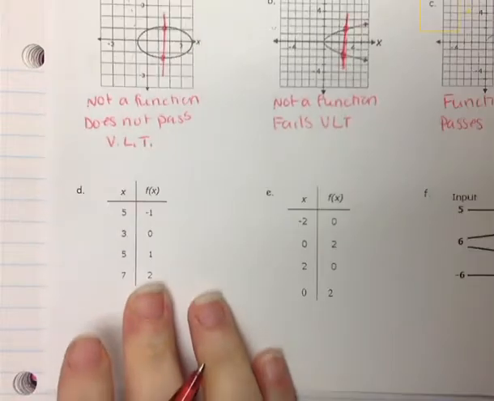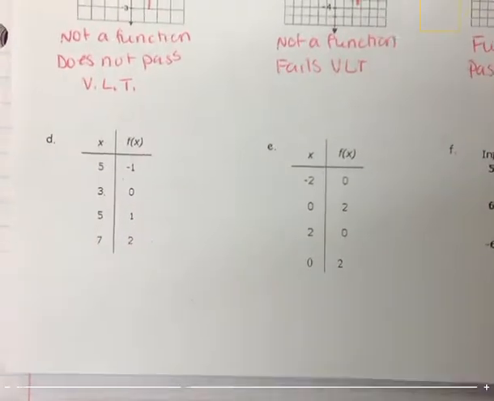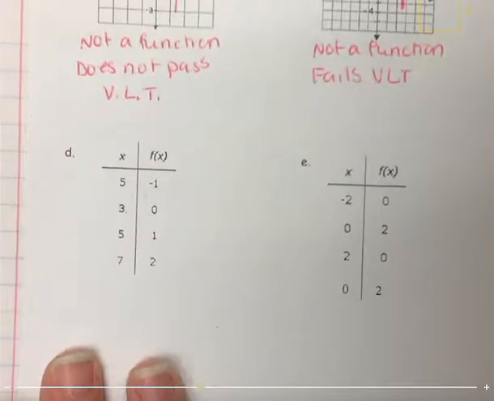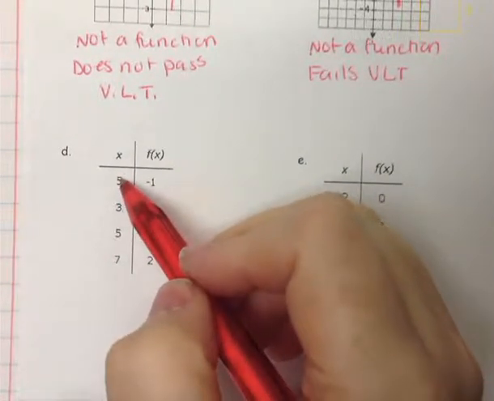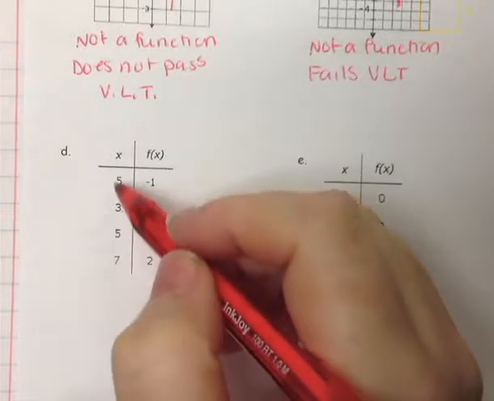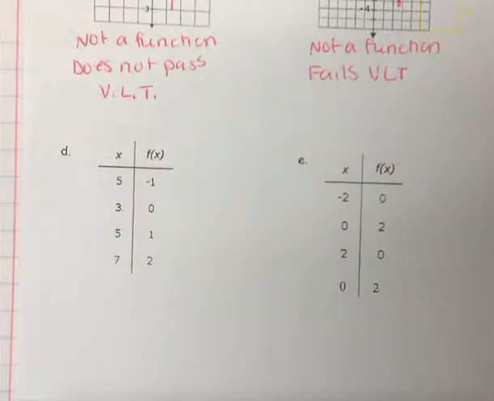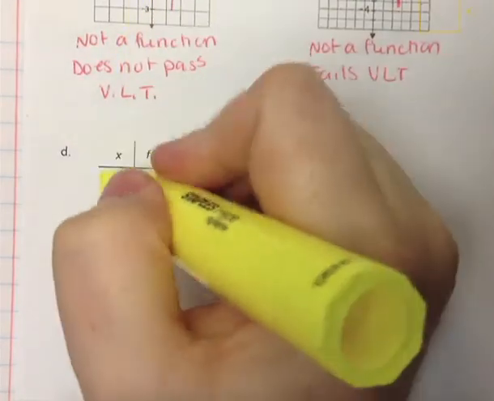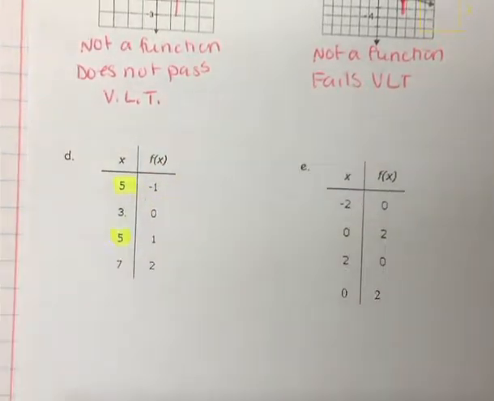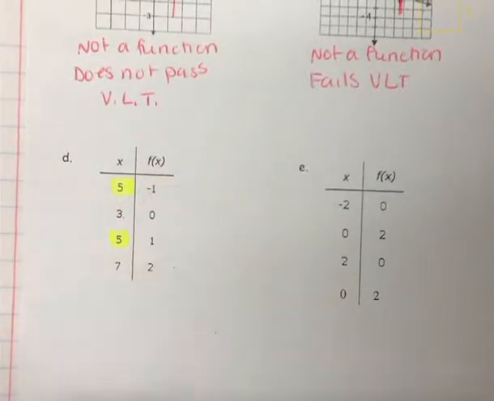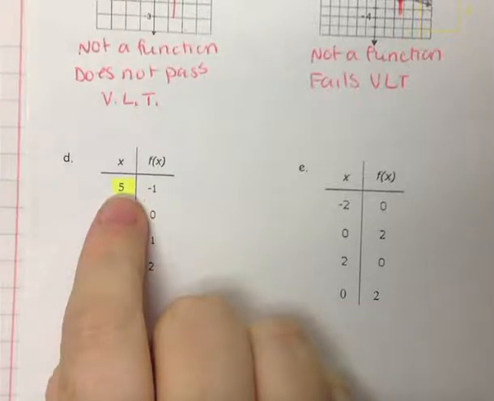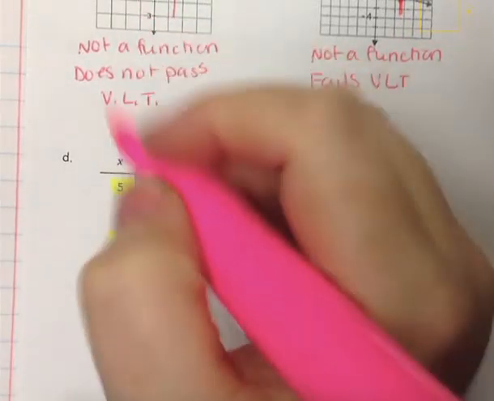Our next example is a table. Our table, we look at the x values. Basically we don't want to have repeating x values. If you see here, we have a 5, 3, 5, 7. We have a 5 two different times. That does not automatically mean it's not a function, but it tells us that we need to recheck the y's. The y's do not matter if the x's are good, but because the x's are not good, we must check the y's. So with this first 5, the y value is -1.